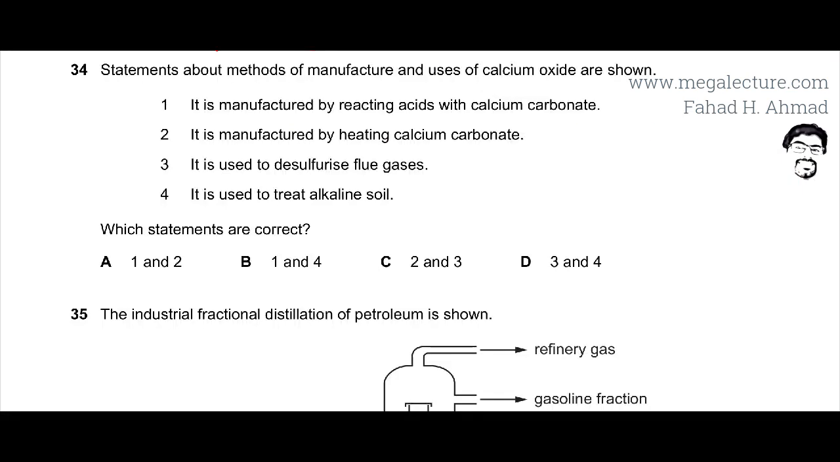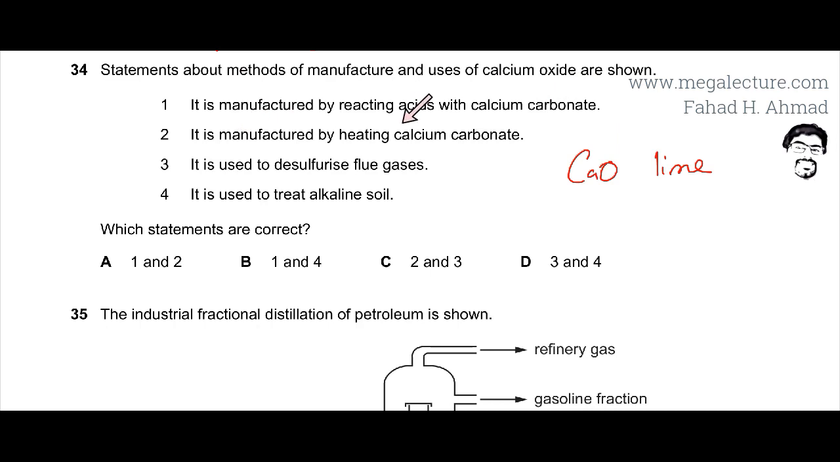The following question reads that statements about methods of manufacture and uses of calcium oxide are shown. Now, calcium oxide is lime. It's frequently used in a lot of different ways, specifically for curing acidic soil and removing acidic gases from factory flue gases. So the first one is it is manufactured by reacting acids with calcium carbonate, which is not correct because calcium carbonate with acids is going to produce salts. This is not a salt, this is a base.